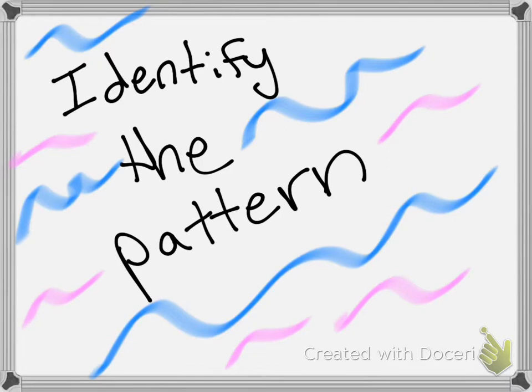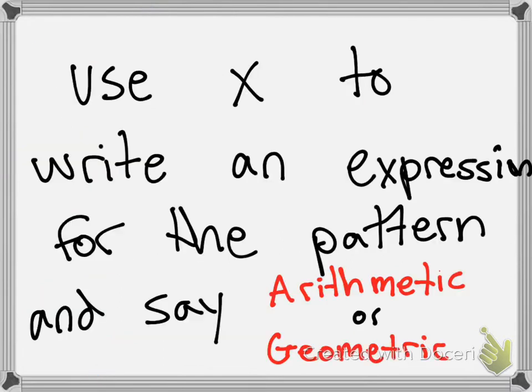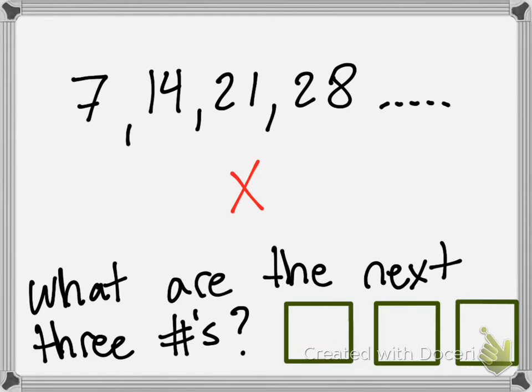So now we are working on identifying the pattern. Okay, so we use an x to write an expression for the pattern, and we use our special words, arithmetic and geometric. These are our key words. So for this case, 7, 14, 21, 28. What are the next 3 numbers? I'm going to call on sticks. Ready? Next 3 numbers. Adriana, what's the first one?